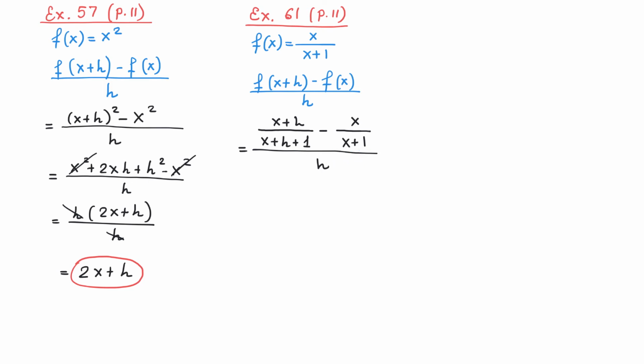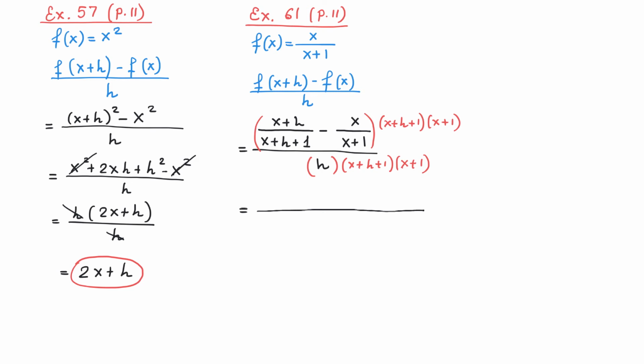To simplify this entire expression, we have to multiply the numerator and the denominator by the least common denominator of these two fractions. And that is x plus h plus 1 multiplied by x plus 1. And we will do the same to the denominator. In the numerator, we will use the distributive property, and we will multiply this expression by the first fraction and then by the second one. When we multiply it by the first fraction, x plus h plus 1 and x plus h plus 1 will cancel.